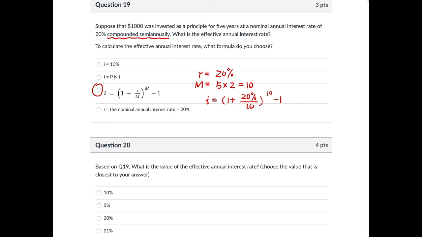Oh, wait a second. M is the number of interest periods per year. Okay, so it is not 10. M is the number of times compounded per year. It's 2 because it's compounded semi-annually. So here in the formula, this is going to be 2, and this is 2 as well. That will give you the answer as 0.21, so that is 21%.